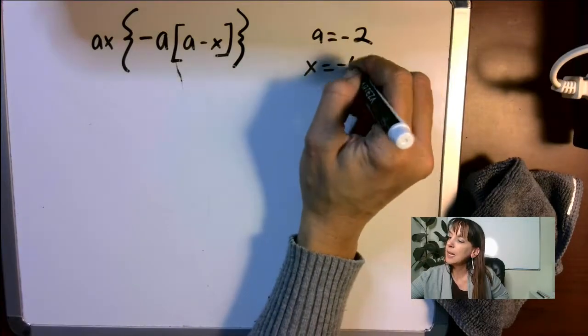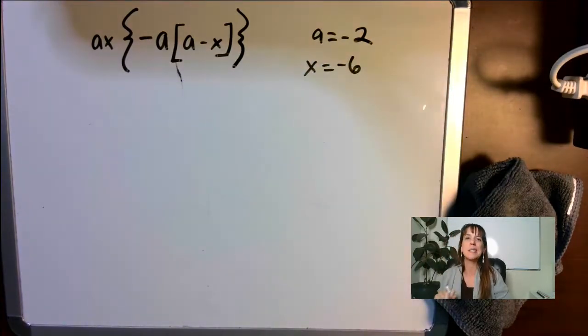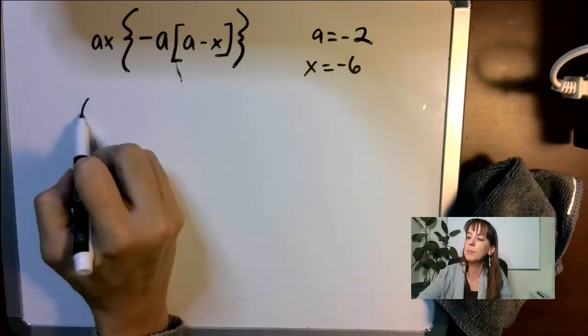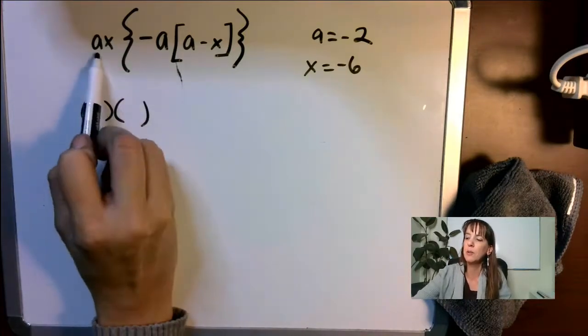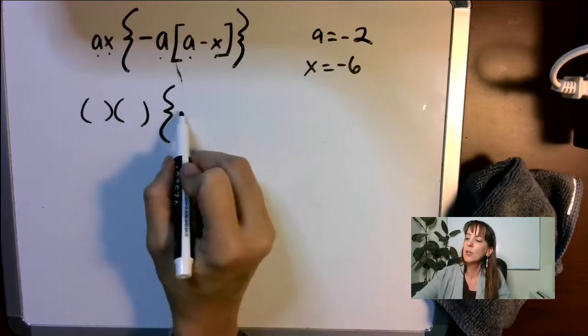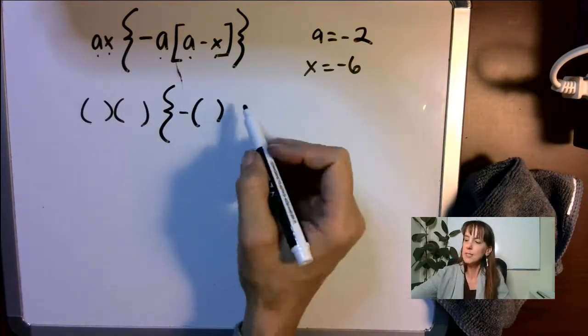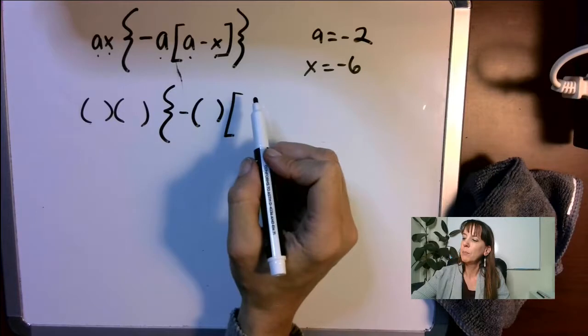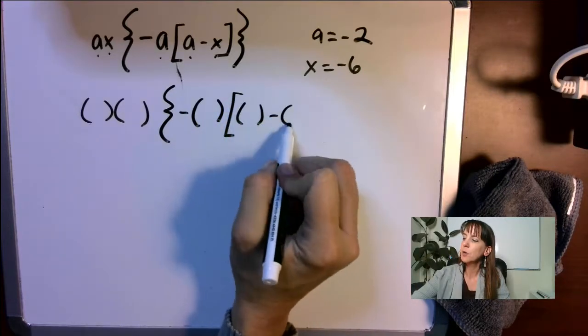X equals -6. Good. We're going to rewrite this whole problem, but with parentheses wherever there is a variable. Here, here, here, here, here. We're going to do a brace. We're going to do a negative parentheses. We're going to do a bracket, parentheses minus parentheses.